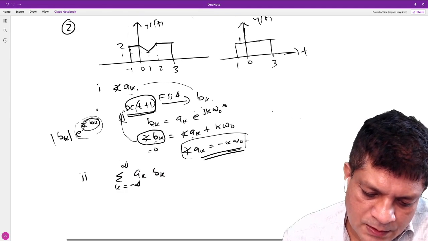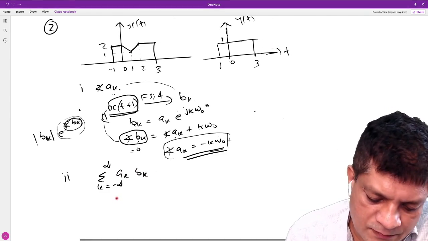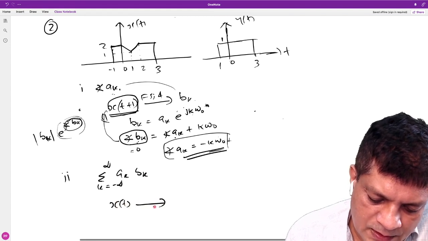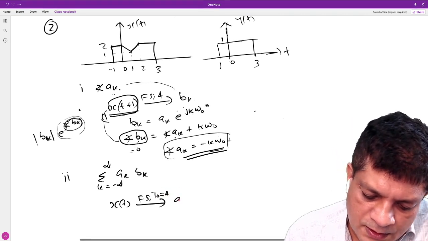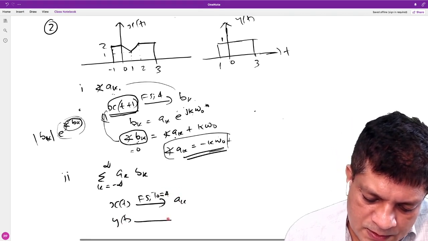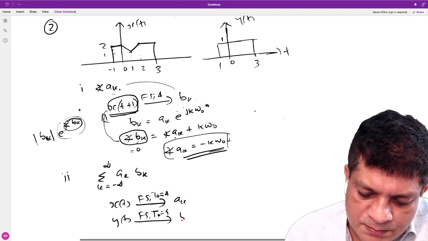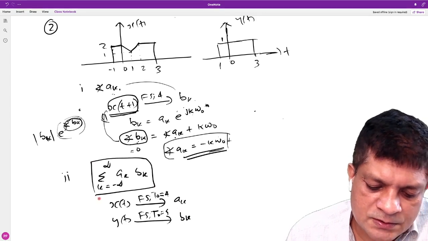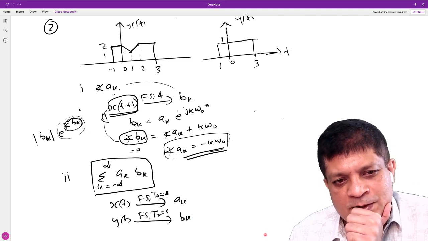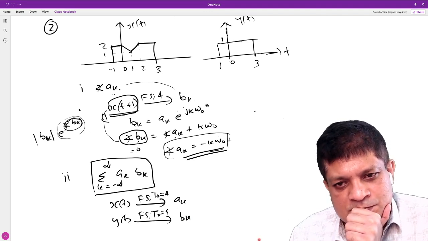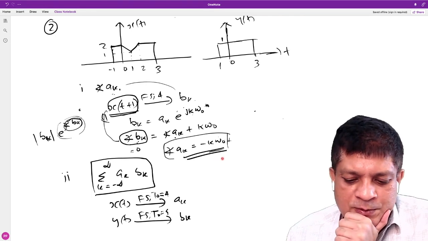Okay, so here you are given two signals x(t) and y(t). It is given that the Fourier series of x(t) with respect to period 4 is ak, and the Fourier series representation of y(t) with respect to 4 is bk. Now you have to find this. Which property can you use? Convolution property.